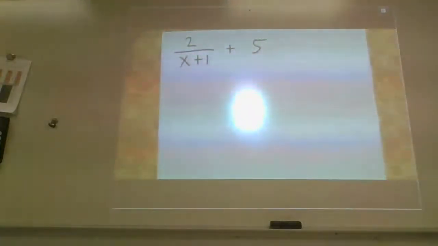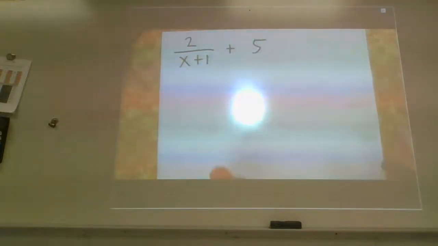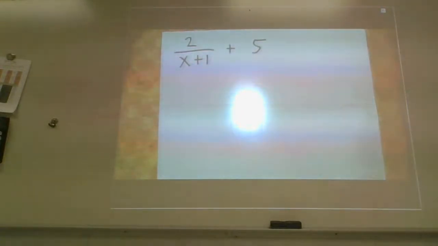Here's the next problem that I want to try. Now, I didn't make it crazy. I tried to make it as simple as possible, but still involving the variables that I want to deal with. You cannot just make this a 7 over x plus 1. If you do, it's wrong. The same rules apply. If you are adding fractions together, they have to have the same denominator.